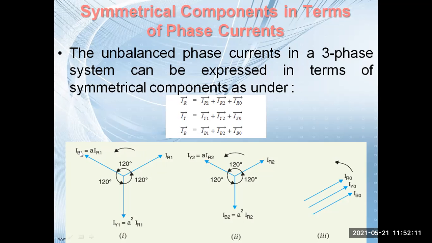Next, IB1 is known, so we have to get IY1, the positive sequence current of the Y phase. If we multiply again by A, that is A square into IR1. A square means a 240 degree rotation. So IY1 is A square into IR1. Now if we again multiply by A, we get back the original IR1 phasor. So A cube equals 1. You have to remember that A cube equals 1. So this is the representation of the positive sequence component of current.